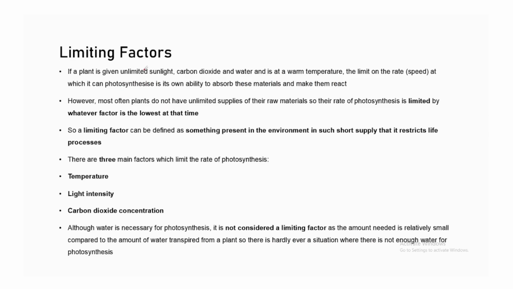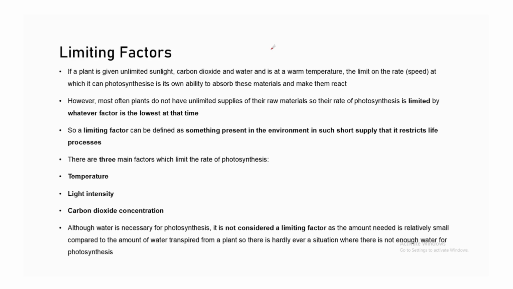Limiting factors. If a plant is given unlimited sunlight, carbon dioxide and water, and is at a warm temperature, the limit on the rate at which it can photosynthesize is its own ability to absorb these materials and make them react. However, most often plants do not have unlimited supplies of their raw materials, so their rate of photosynthesis is limited by whatever factor is lowest at that time.